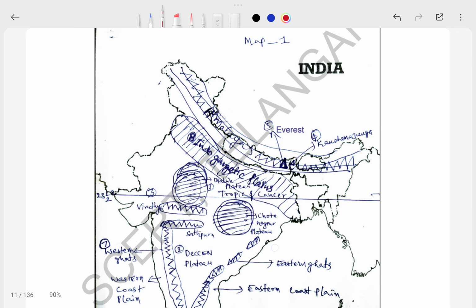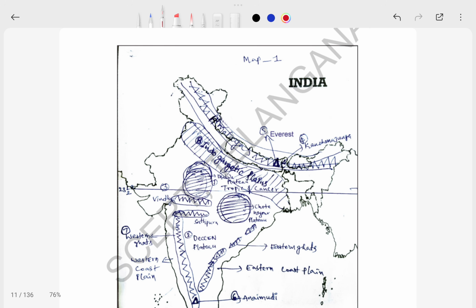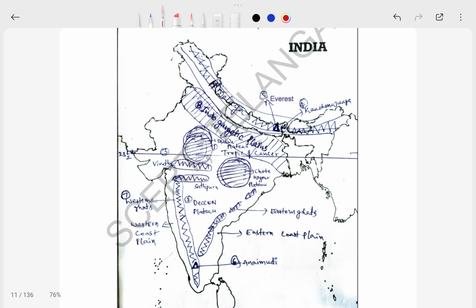So this is the map, and they are located here. Mount Everest is located here. It is in Nepal, but the highest peak of India is Kanchenjunga, which we also call K2. And here is the Deccan Plateau. This part is Telangana, and those are Maharashtra places. This is the Deccan. These are the Western Ghats, with the coastal plains here. This is the Western Ghats, and these are the Eastern Ghats.